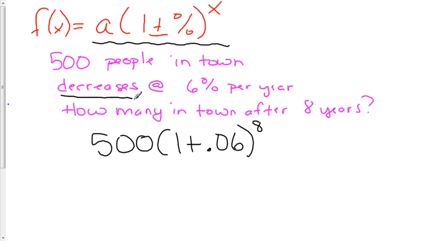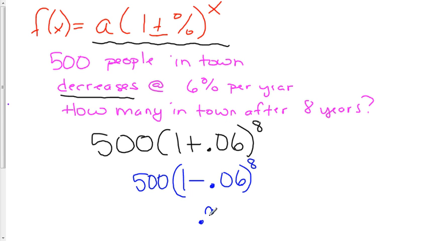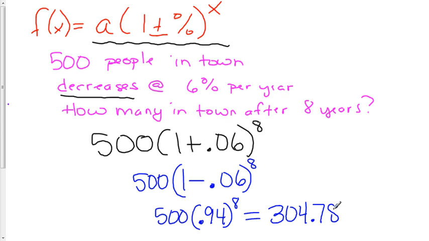But we have a decreasing function, so therefore we wouldn't want to write this. We would want to write 1 minus 0.06 to the 8th power. 1 minus 0.06 is 0.94 to the 8th. And then you would put this into your calculator and figure out the answer to it, which is approximately 304.78.